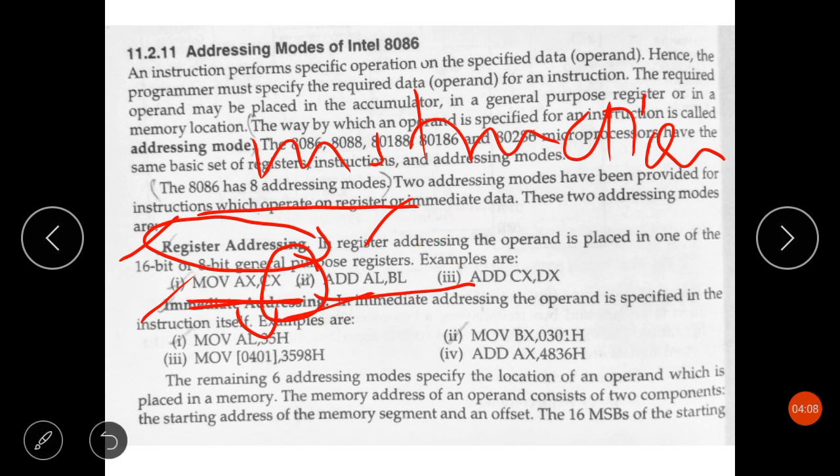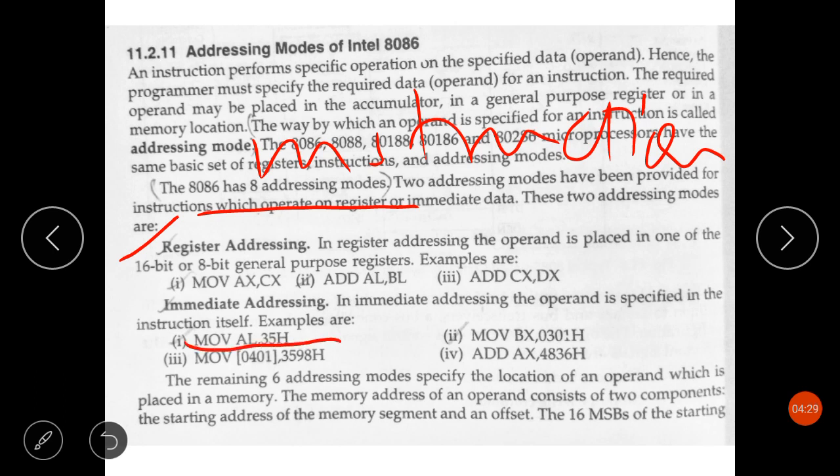Then we have the next addressing mode, immediate addressing mode. In immediate addressing mode, we specify the operand directly in the instruction. The operand on which the operation is going to be performed is mentioned directly in the instruction. For example, MOV AL, 35H. Here the operand is 35H. This instruction will store the immediate content 35H into the accumulator low. So if the operand is specified in the instruction, then that type of instruction falls under immediate addressing mode.